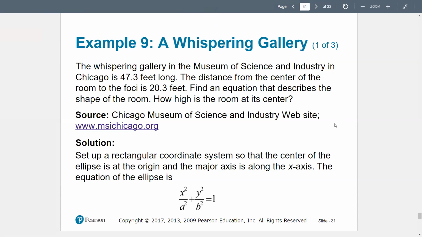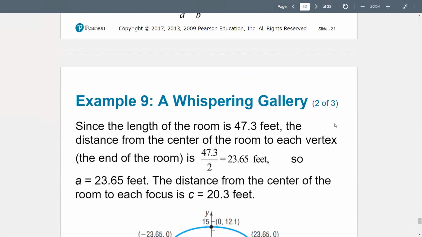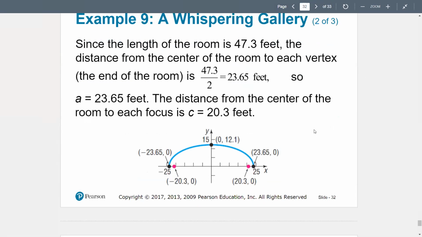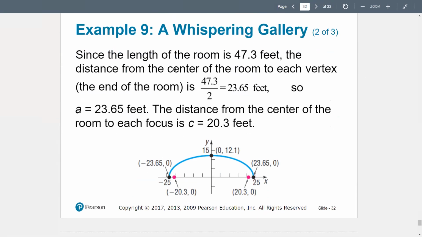So we're going to set up for an ellipse. Since the length of the room is 47.3 feet and the distance from the center to each vertex, we need to divide that by 2, so we get 23.65 feet. So A is equal to 23.65 feet. C was given to us as 20.3 feet. So there's half of your ellipse already.